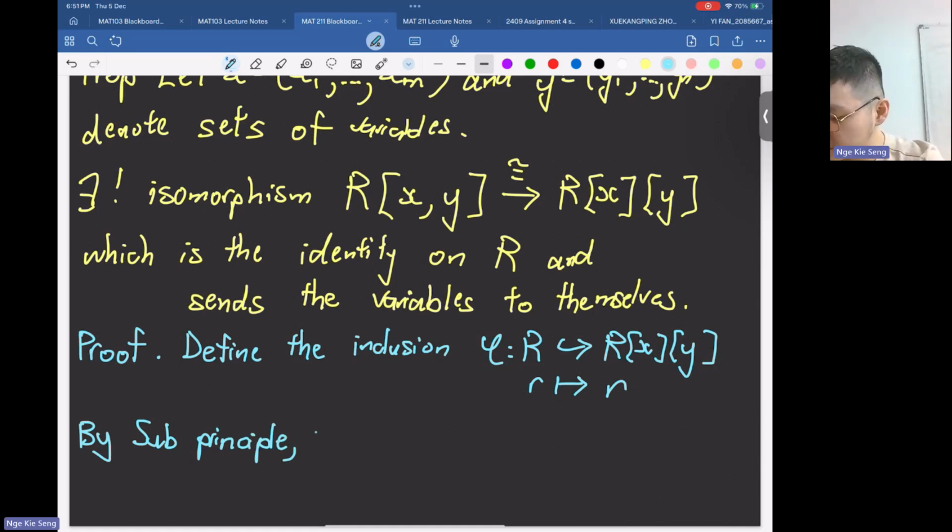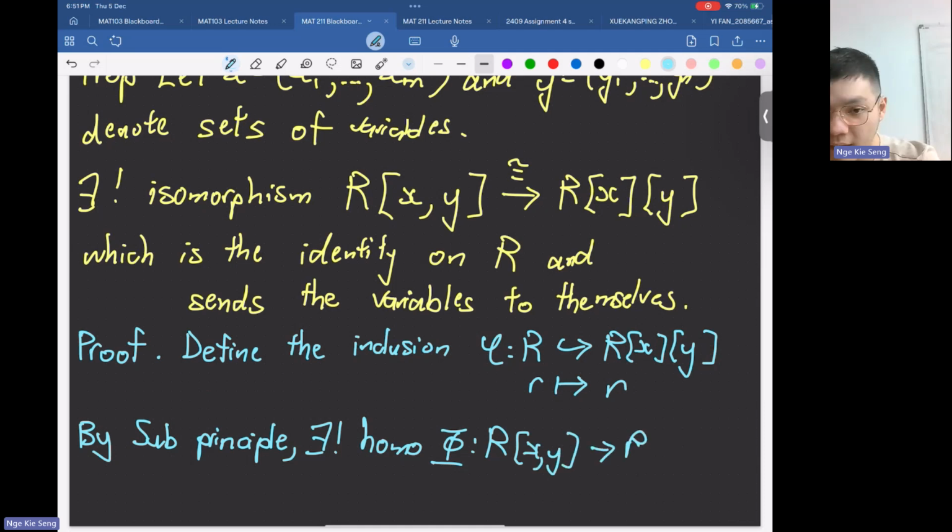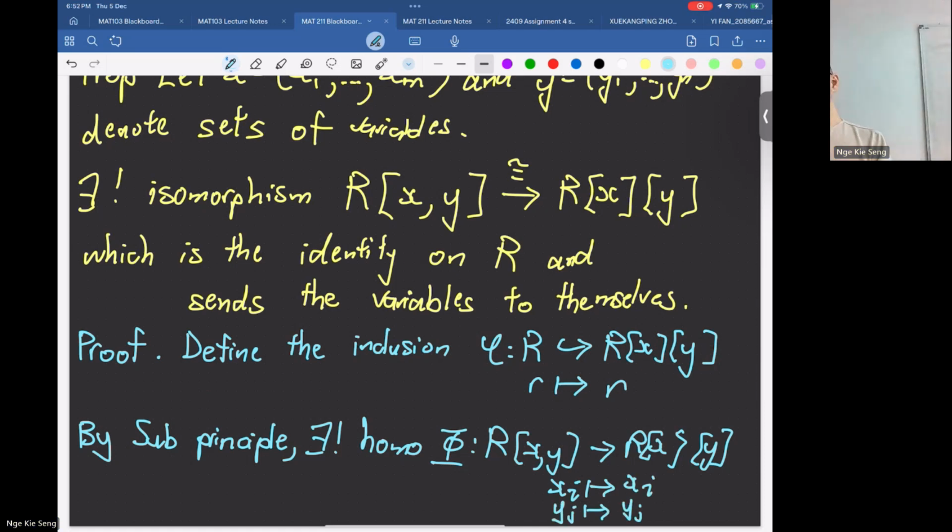The substitution principle tells you what? There exists a unique homomorphism, capital Phi, from R[x,y] to R[x][y]. So what do you do here? I already told you how to send the coefficients. What's left is to tell you where I send x and y. I should send x_i to x_i and y_j to y_j. And so this is the unique homomorphism. You only have left to show it is an isomorphism.